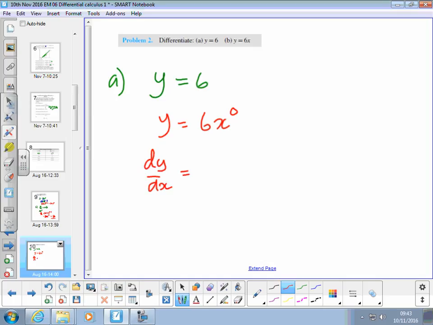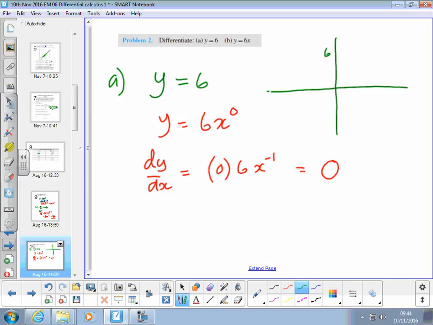Did you get it? Yep, correct. Apply that. The indices come down and multiply. That becomes x to the minus 1. But nothing times anything is what? Nothing. When we differentiate a constant, the constant disappears. Think about a graph of this function. There's our axes. There's the value 6. We graph the function y equals 6. It's a flat line. It has no slope. There is no gradient.